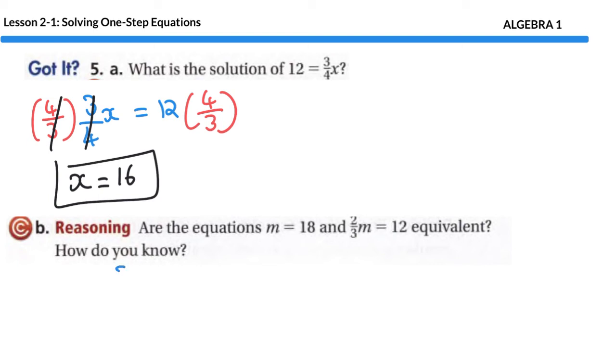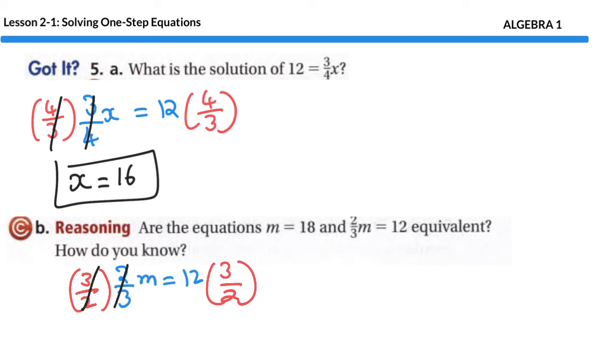So let's see, 2 over 3 times m is equal to 12. Now this is a fraction. How will I remove the multiplication of a fraction? I multiply by its reciprocal on both sides. What is the reciprocal of 2 over 3? 3 over 2. So I multiply by 3 over 2 on both sides. And this cancels. We are left with m is equal to 12 times 3 divided by 2, which is 18. So the two equations are equivalent. Excellent. Let's try a word problem.